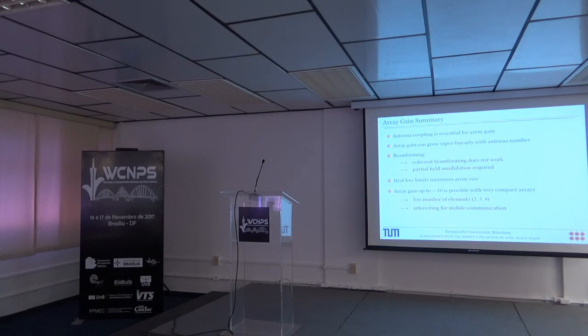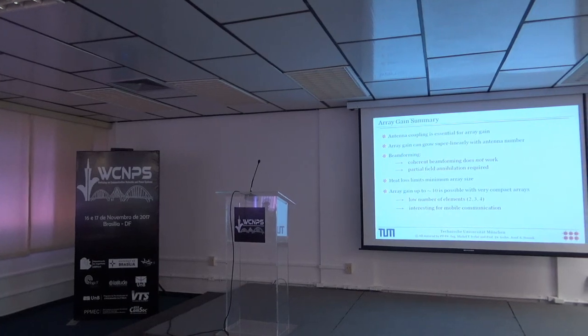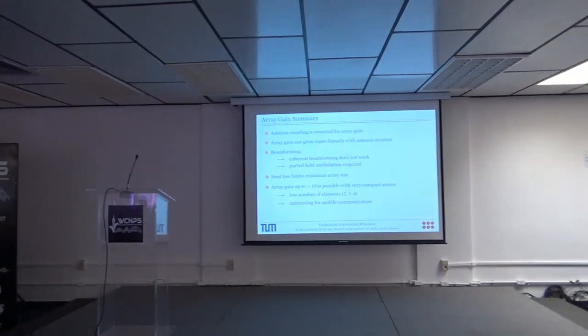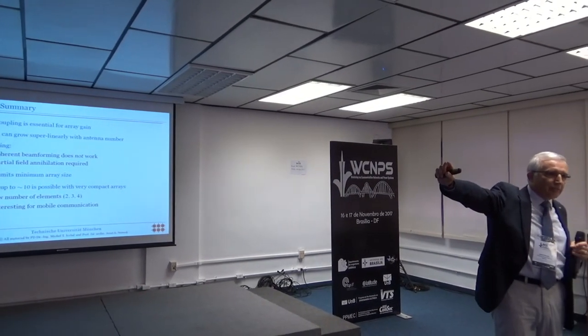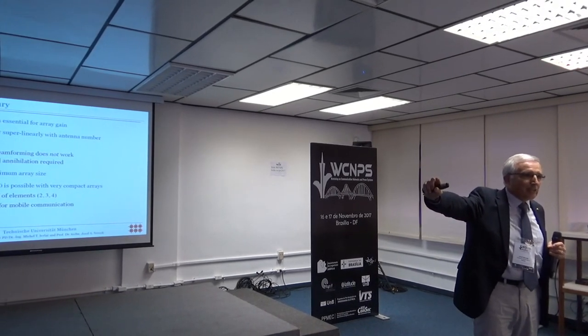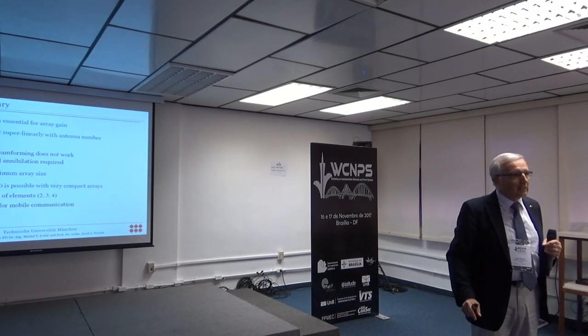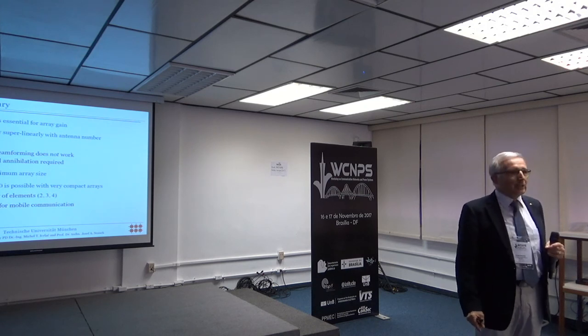So let me summarize. Antenna coupling, I think, is essential for array gain, and we have to take into account antenna coupling as a complex transimpedance between antenna elements, which is never 0. Because if it would be 0, we would have no communication. Think about a SISO link with one transmit and one receive antenna. I put some current into the transmit antenna, and I measure the voltage at the receive antenna. That is the transimpedance, the mutual impedance between the two antennas. If that is 0, then I have no communication.